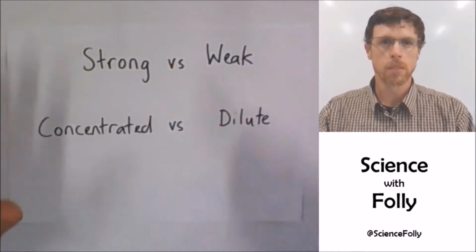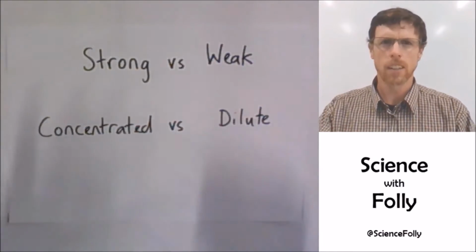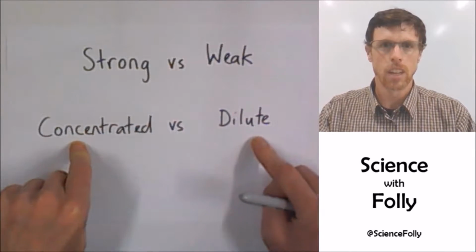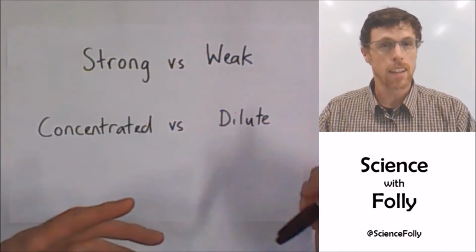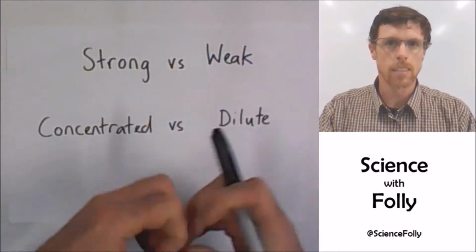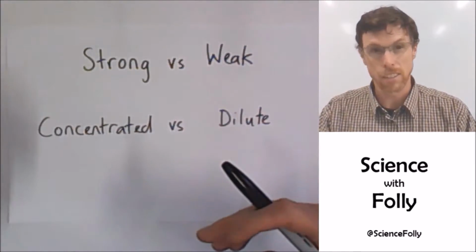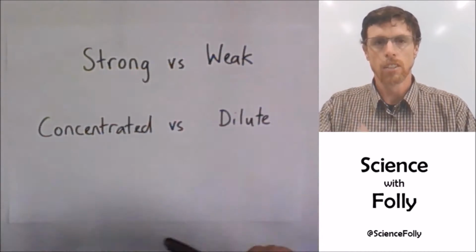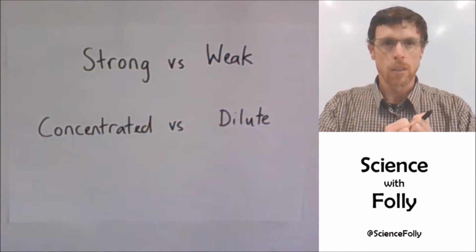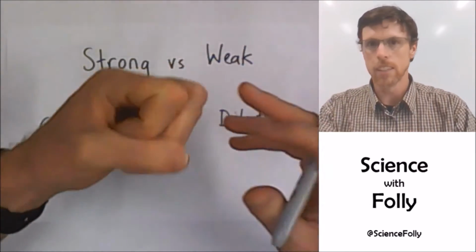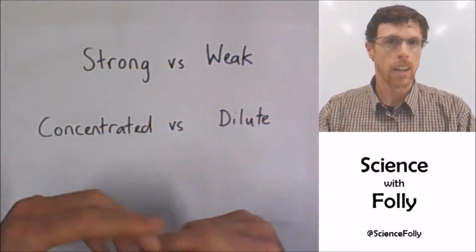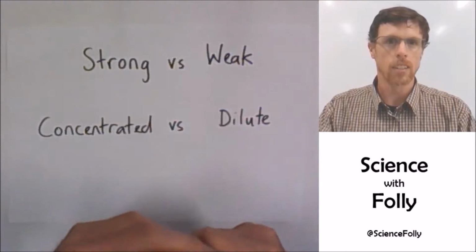Now here are some terms that you need to know about and that people get quite confused about. Strong, weak, concentrated, and dilute. Strong in regards to acids and bases relates to how easily an acid or a base dissociates and releases its hydrogen ions or its hydroxide ions. So we say hydrochloric acid is a strong acid because it quite easily dissociates, releasing its hydrogen ions and its chloride ions. Whereas something like citric acid is quite a weak acid.